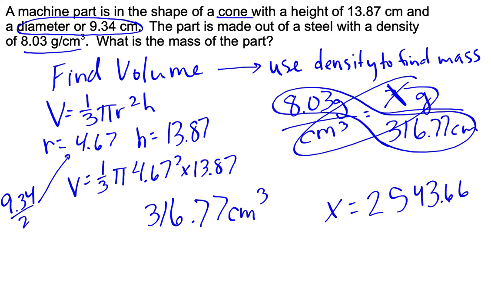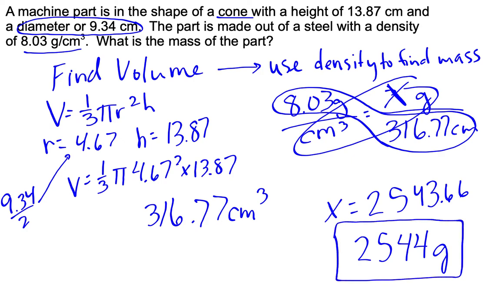Anyway, the cross product here gives me 2543.66. So this would weigh a little bit over 2.5 kilograms. Let me round it to the nearest gram. That would be 2,544 grams, or 2.544 kilograms if you were asked to put it in kilograms.